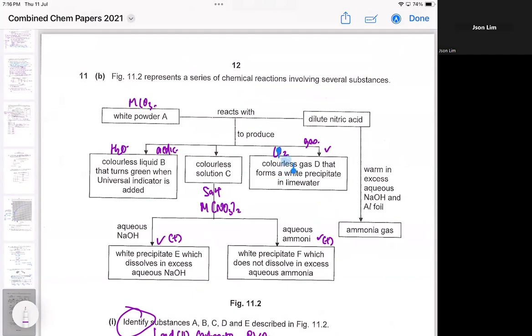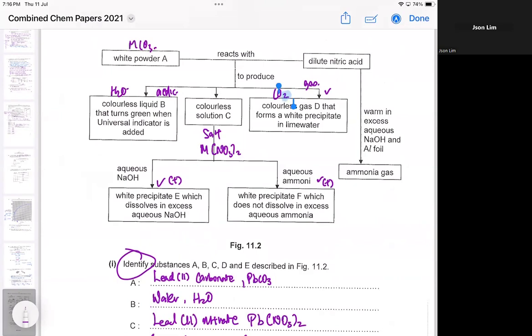Sodium hydroxide, white PPT dissolved in excess. There are three possible outcomes: aluminium, lead, and zinc. Aqueous ammonia does not dissolve, so it's either aluminium or lead. But I think aluminium is not in the syllabus. So that's why it's lead.